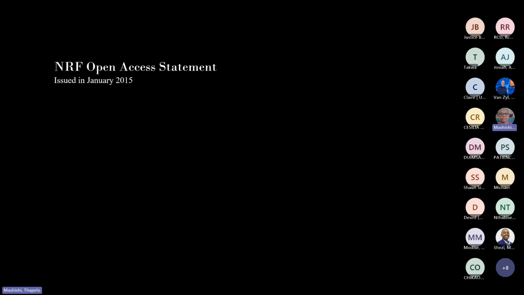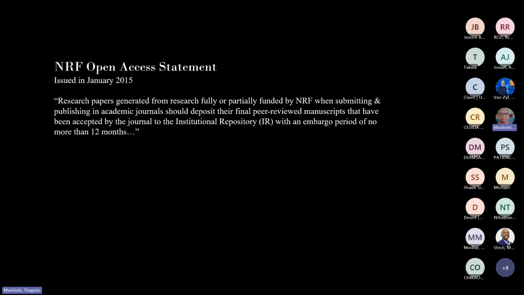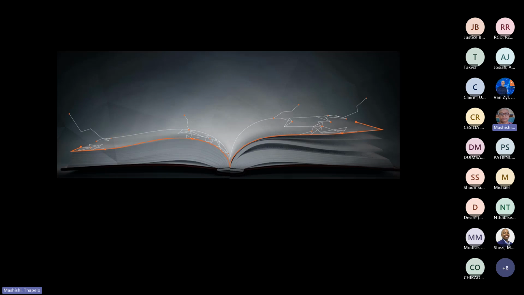The NRF has an open access mandate, published in January 2015, and research papers generated from research fully or partially funded by the NRF, when submitting or publishing in academic journals, should be deposited. The final peer-reviewed manuscripts that have been accepted by the journal should go to the institutional repository with an embargo period of no more than 12 months. So this is the NRF statement on open access and the benefits of open access.